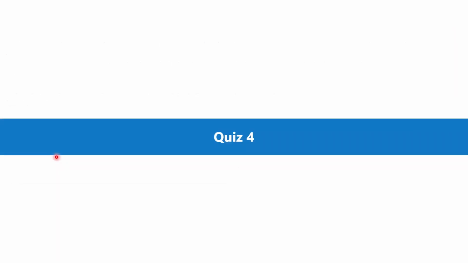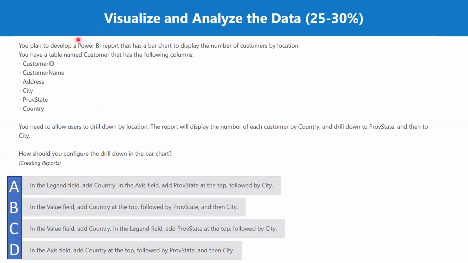Question 5. You plan to develop a Power BI report that has a bar chart to display the number of customers by location. You have a table named customer that has the following columns. So these are the columns in the customer table. You need to allow users to drill down by location. The report will display the number of each customer by country and drill down to province, state, and then to city, which are the columns in the table customer. How should you configure the drill down in the bar chart?